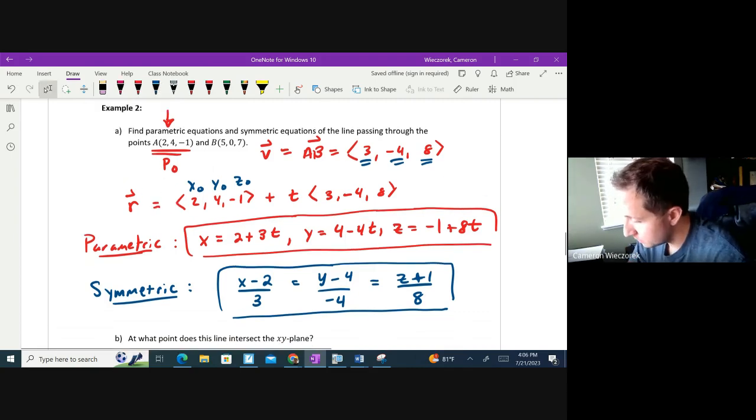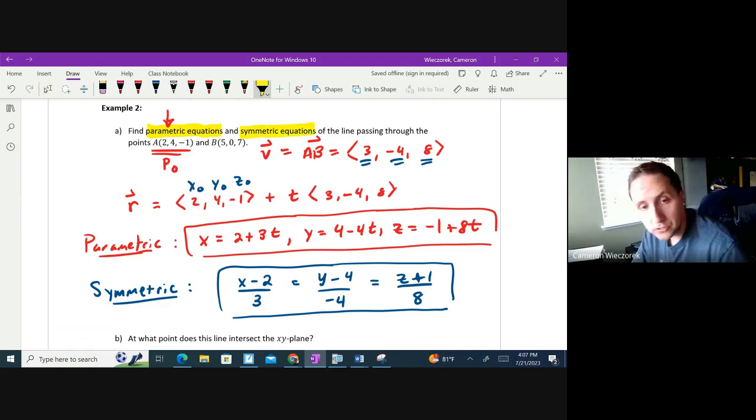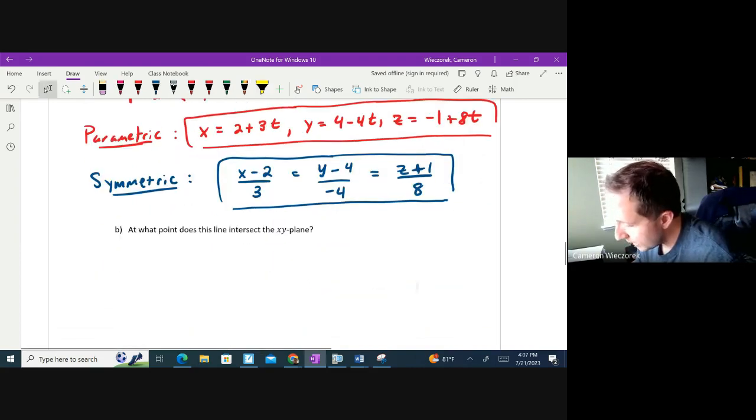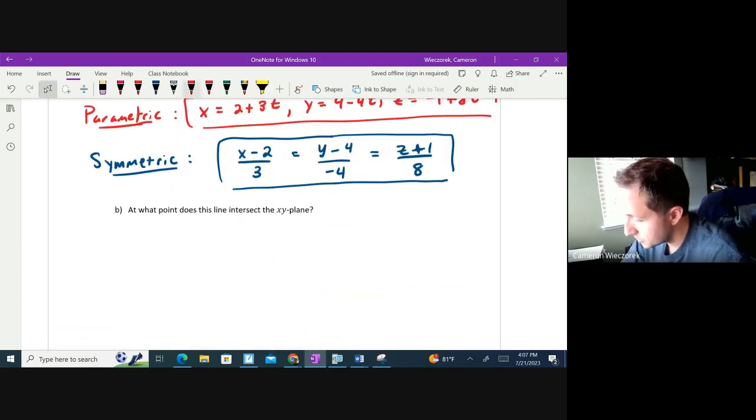On a quiz or a test, you got to know this vocabulary. I'm not going to give you those equations. So you need to know what parametric means and what symmetric means. Okay, a follow-up question. At what point does this line intersect the xy plane? You don't really need a visual here, but it might help.